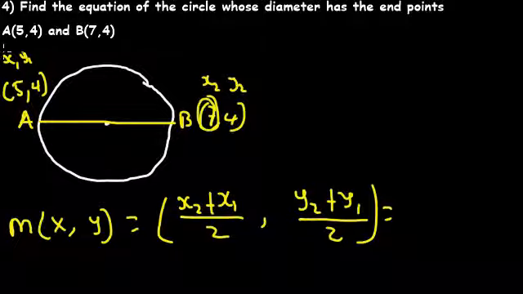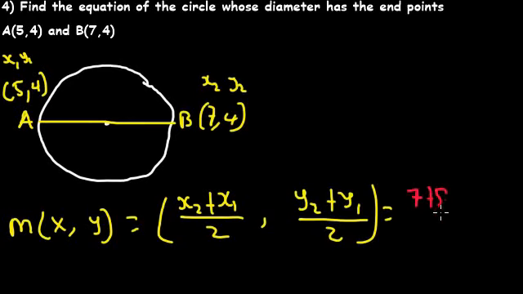x2 in this case is 7, x1 is 5. So we have the sum of 7 and 5, so 7 plus 5 divided by 2. y2 is 4, y1 is still 4. So the sum is 4 plus 4 divided by 2.